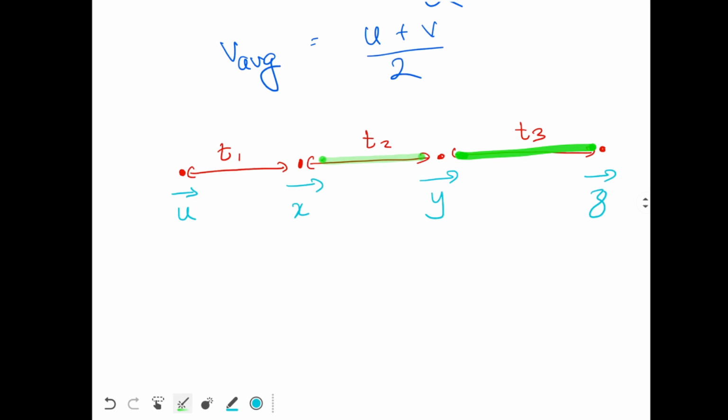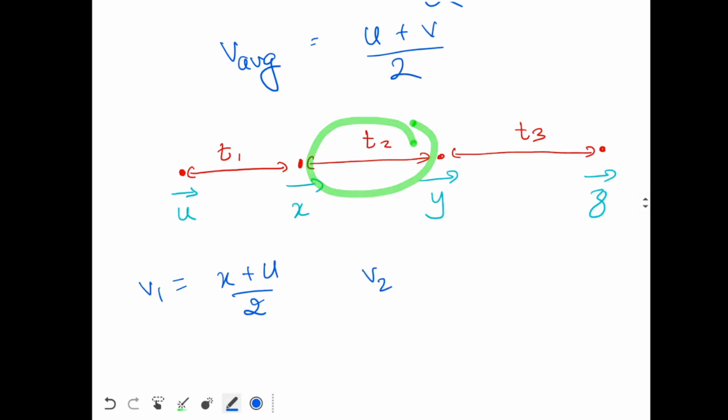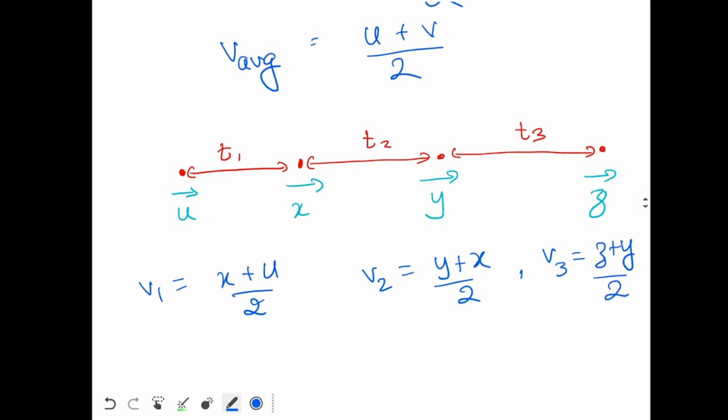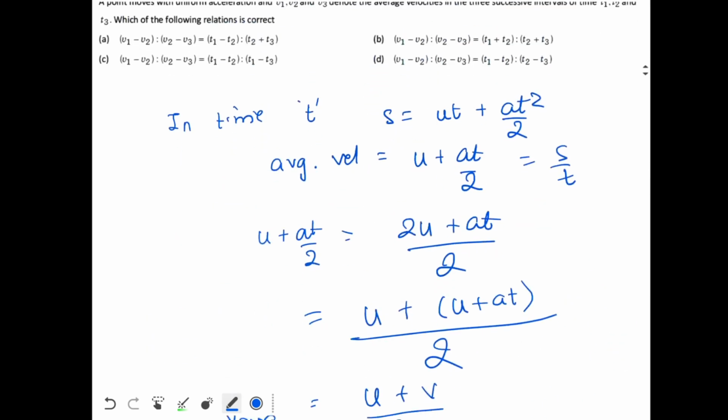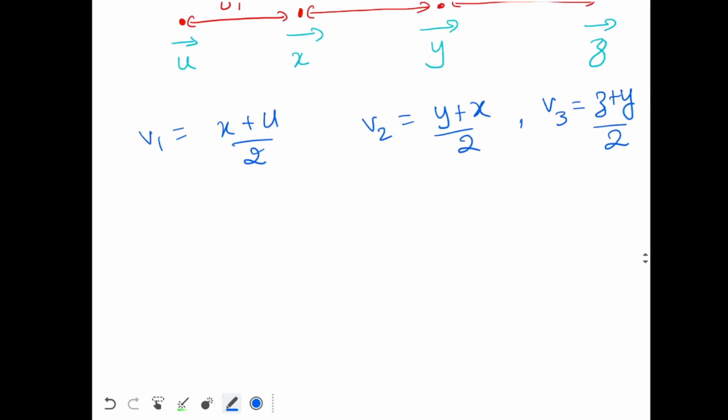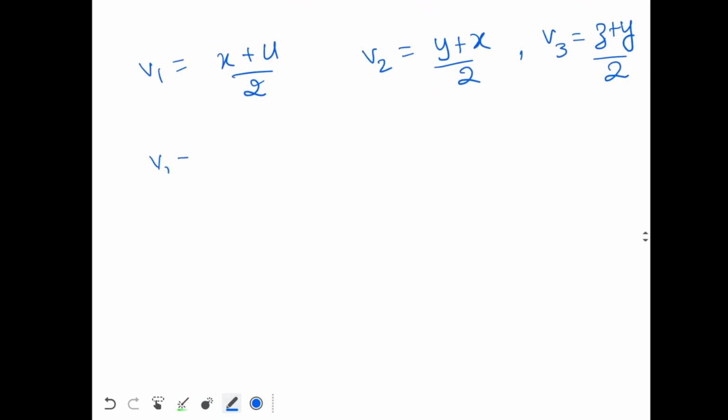So I can write down that the average velocity for this time interval is how much? That is given in the question as v1. So v1 will be equal to (x plus u) by 2. Similarly, average velocity for this time interval, which is given in the question as v2, will be (y plus x) by 2. And similarly, v3 will be (z plus y) by 2. Okay. So what is asked in the question now? (v1 minus v2) divided by (v2 minus v3). So v1 minus v2 divided by v2 minus v3 will be how much?